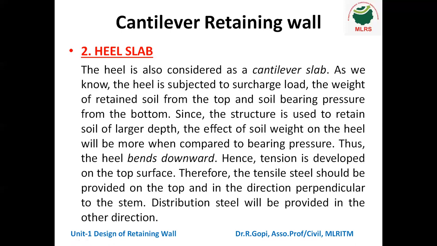Suppose you assume the heel slab. In a cantilever slab we always provide the main reinforcement at the top, because in a cantilever slab tension goes top and compression goes bottom. Same thing here in the heel slab, so we have to provide the tension reinforcement at the top, in the direction perpendicular to the stem. Distribution steel will be provided in the other direction. So only at the top, one direction main reinforcement, another direction distribution steel. I will show everything in the picture.